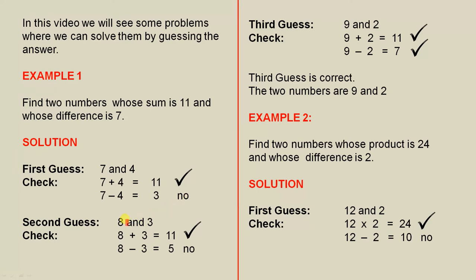The second guess. 8 and 3. Check. 8 plus 3 is 11. That's what the problem's asking. 8 take away 3 is 5. That's not what the problem wants.